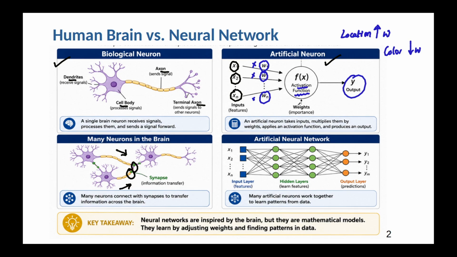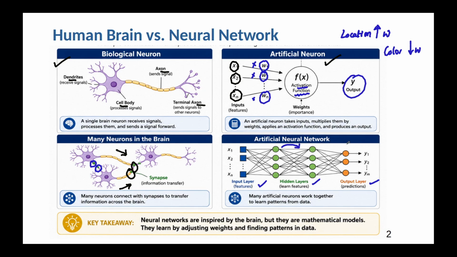Now look at the bottom part of the slide. In the human brain, many neurons are connected together. One neuron alone cannot do all complex thinking. Many neurons work together by passing signals. Similarly, in artificial neural networks, many neurons are connected together. We have an input layer, hidden layers, and an output layer. The input layer receives the data, the hidden layers learn the patterns from the data, and the output layer gives the final result or prediction.